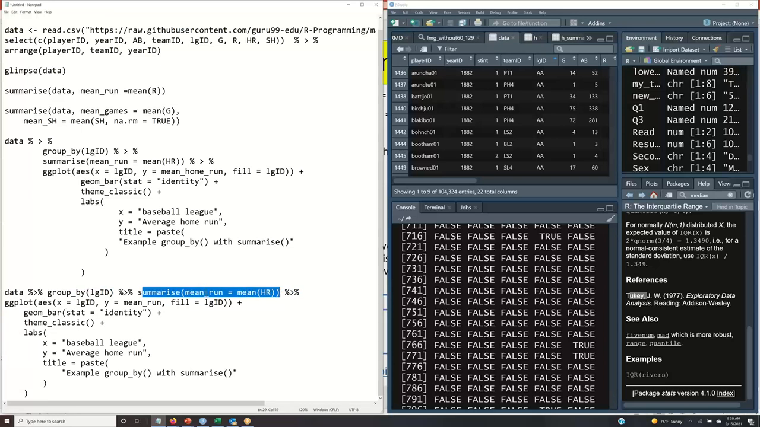But in the summary, what am I trying to do? Only just a mean, mean run. Okay, mean run. It's a baseball runs. And then what do I do? I take the mean runs by the group ID, these group IDs. And then I do the ggplot for that. Okay, that's what this command means.